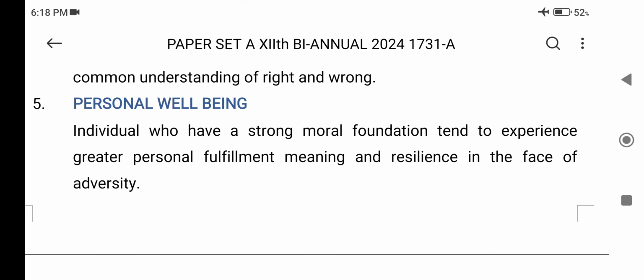Number 5, personal well-being. Individuals who have a strong moral foundation tend to experience greater personal fulfillment, meaning, and resilience in the face of adversity.